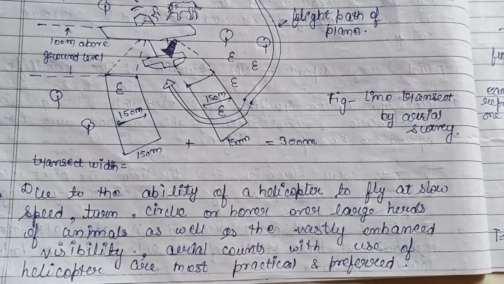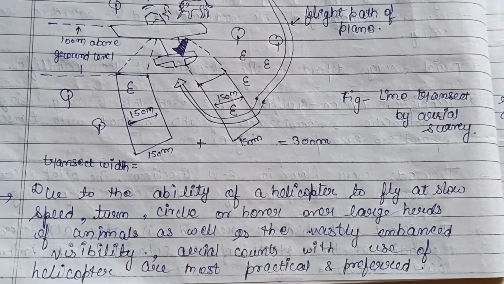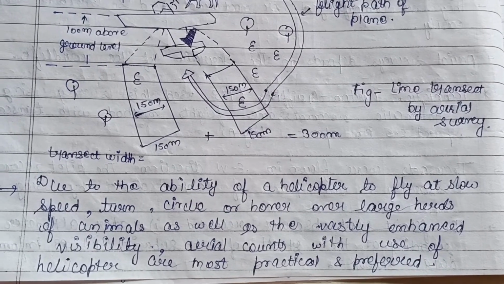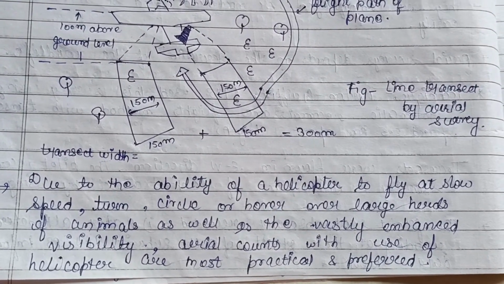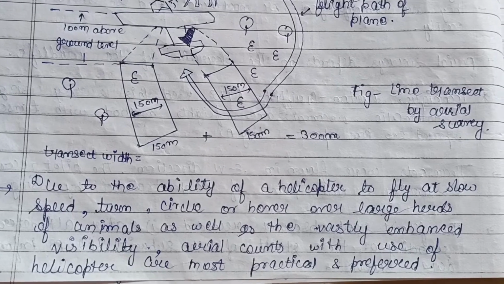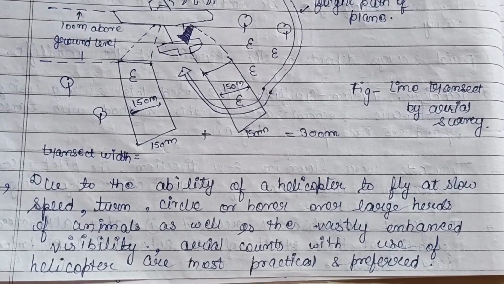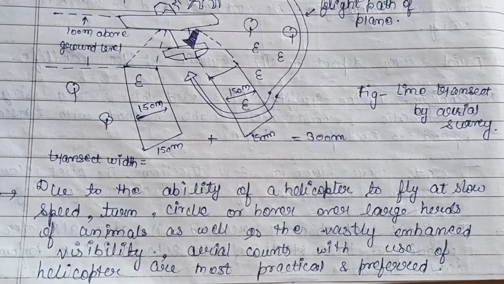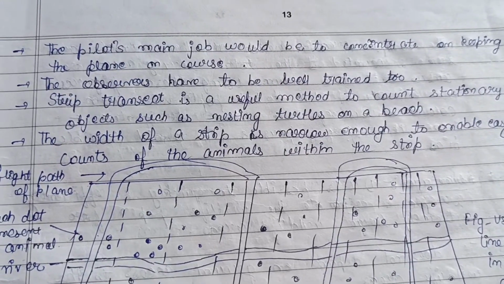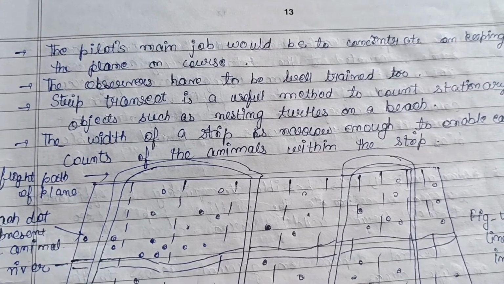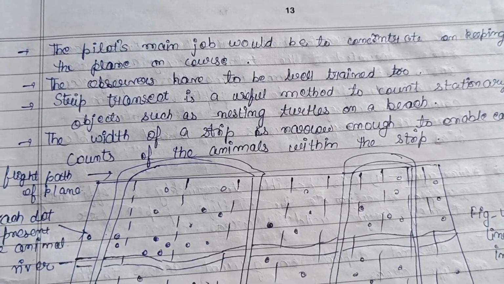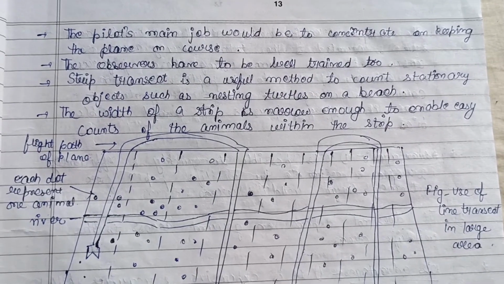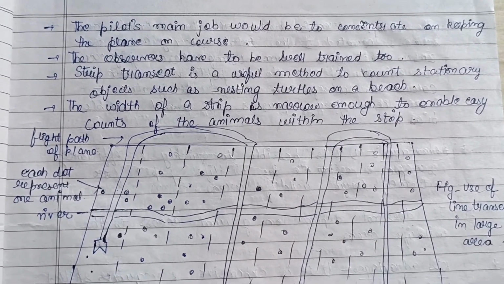Due to the ability of a helicopter to fly at slow speed, turn, circle, or hover over large herds of animals, as well as the vastly enhanced visibility, aerial counts with the use of a helicopter are most practical and preferred. So basically, a helicopter is used in this method. The pilot's main job is to concentrate on keeping the plane on course, that is in the right direction. The observers have to be well trained too, so that they will notice the particular animal.